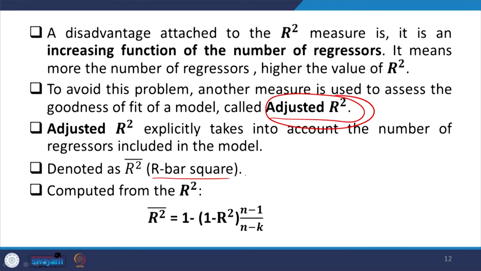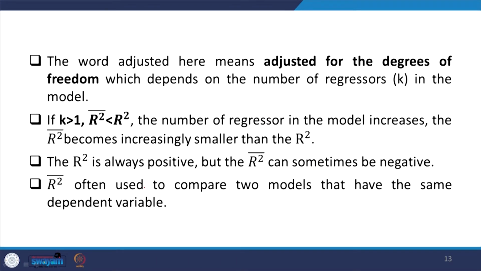So, how to compute that? That is basically adjusted R square. Now this is perfectly fine, only we are attaching one important explanation. Besides 1 minus R square, we are taking the ratio of the degrees of freedom, n minus 1 divided by n minus k, where k is the number of parameters to be estimated. If you take the ratio like this, we are referring to the adjusted R square. The word adjusted here means adjusted for the degrees of freedom, which depends on the number of regressors, that is k. If k is greater than 1, obviously your number of parameters increases, and that is in the denominator.